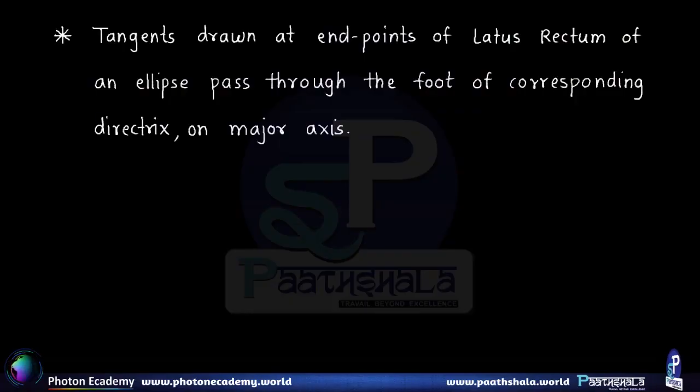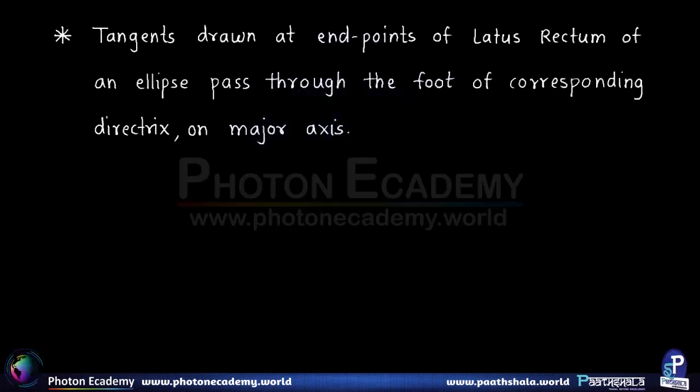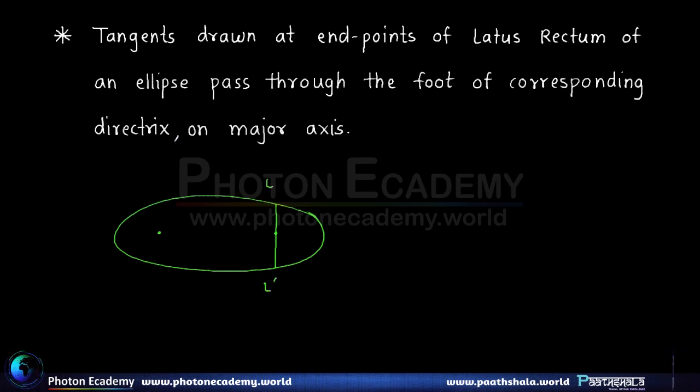Let us see a few more properties related to ellipse. The tangents drawn at endpoints of latus rectum of an ellipse pass through the foot of corresponding directrix on the major axis. So what it means is, let us consider some ellipse, and these are the two foci. So clearly this is latus rectum and this is the major axis.